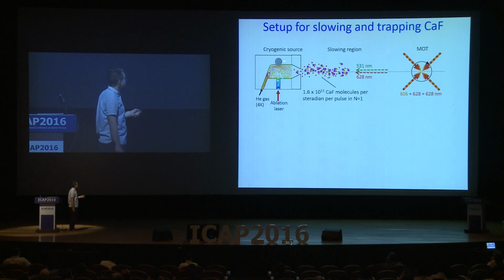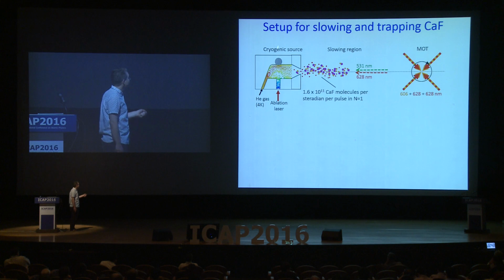This is an illustration of the apparatus that we've set up to make a magneto-optical trap of calcium fluoride. It starts here with a cryogenic source, which produces a beam of these molecules, which are then slowed down by counterpropagating laser light and finally delivered to the MOT. So I'll say a little bit about each of these steps here, starting with the cryogenic source.